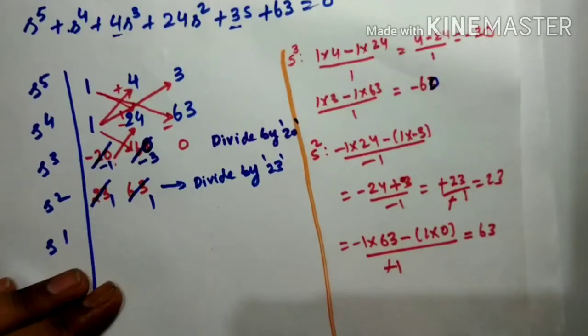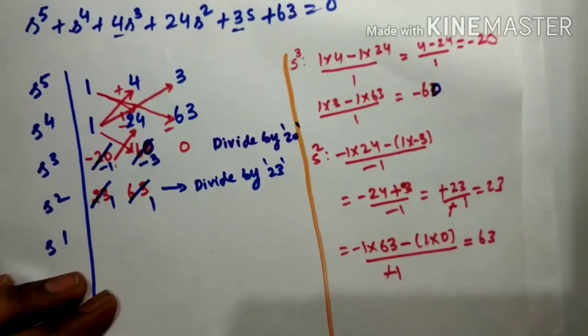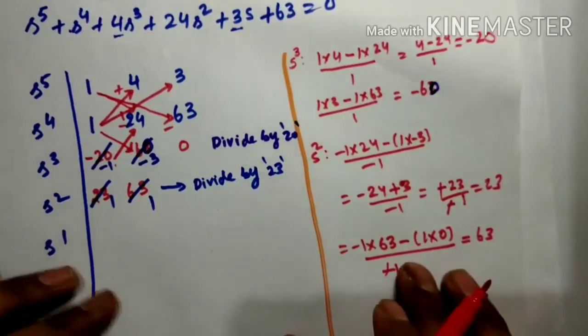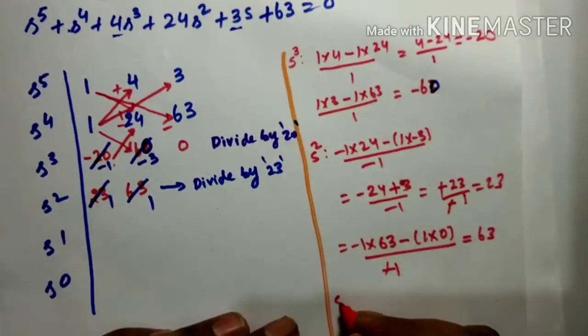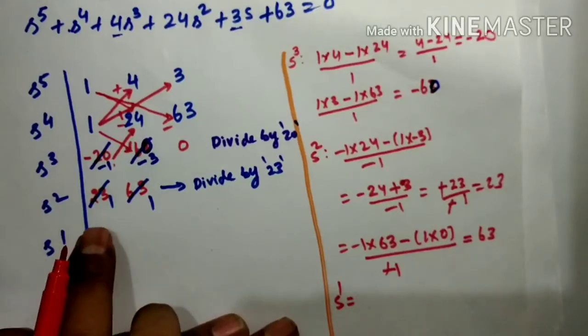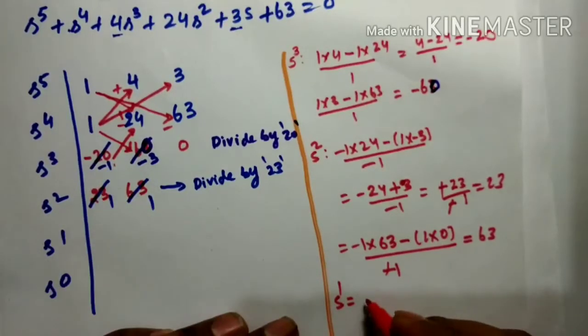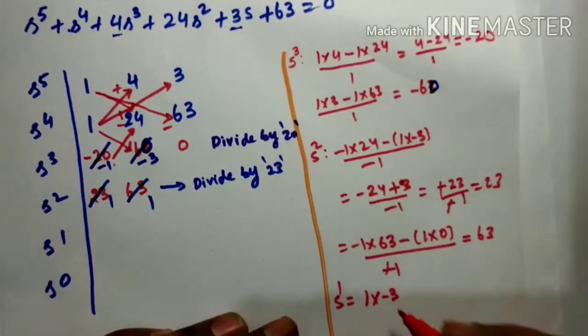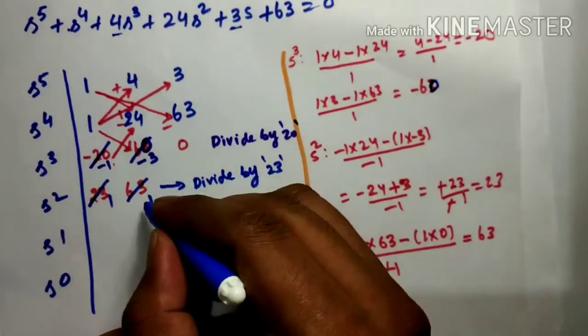Okay, now you find the s power 1 coefficients. So what are the s power 1 coefficients? When you find the s power 1 coefficient, what do you get here? So 1 into minus 3, right? So this should be 3, it's not a 1.